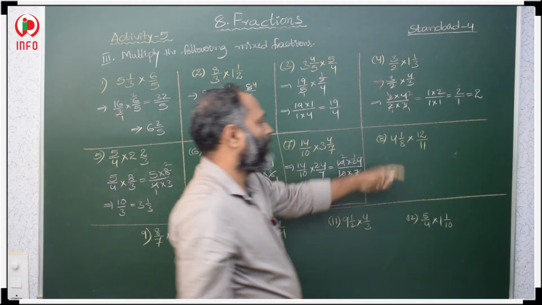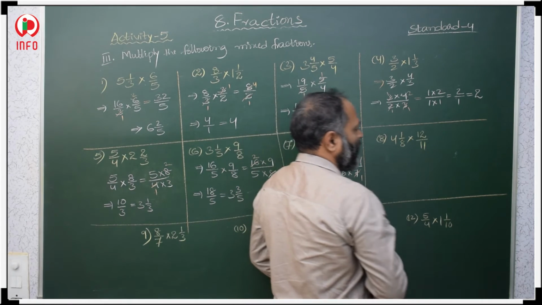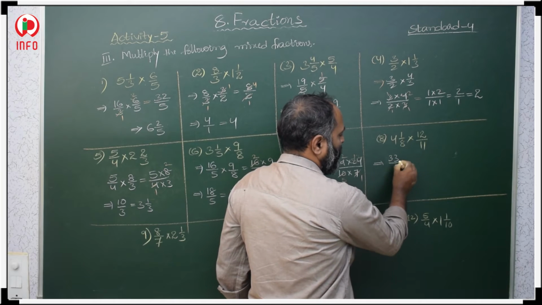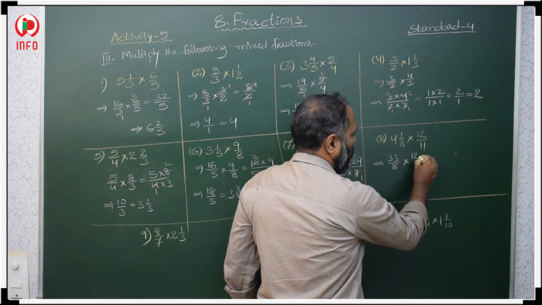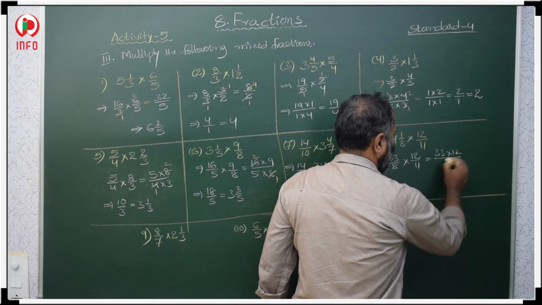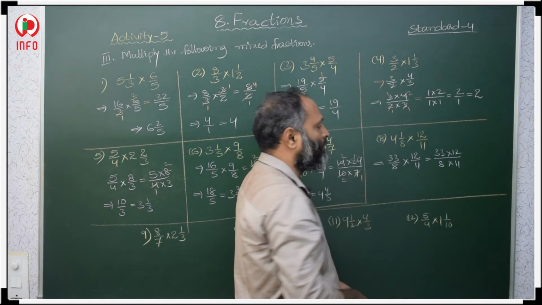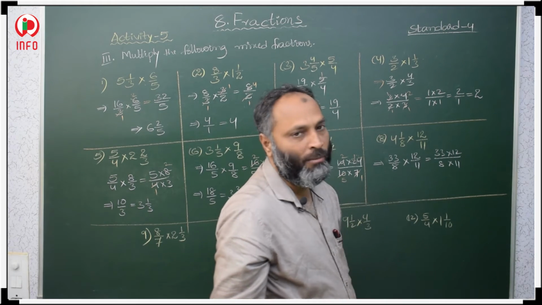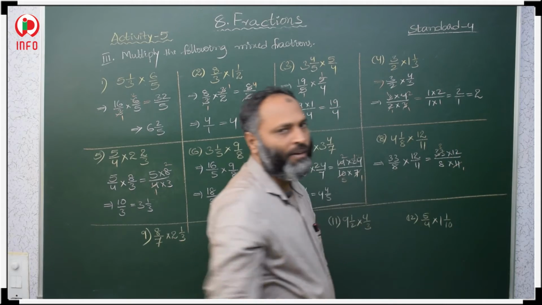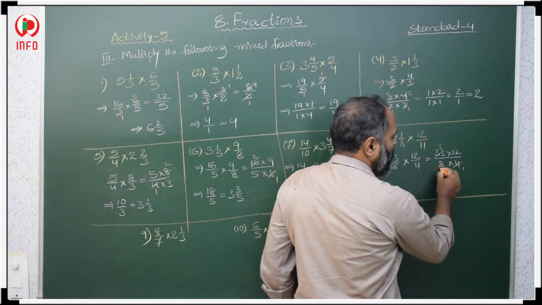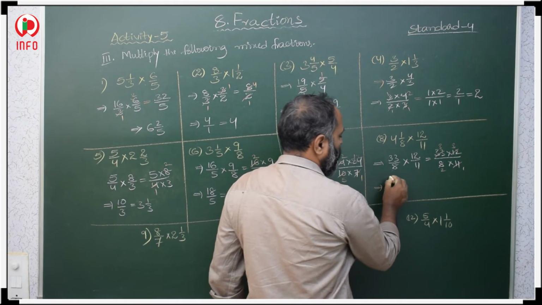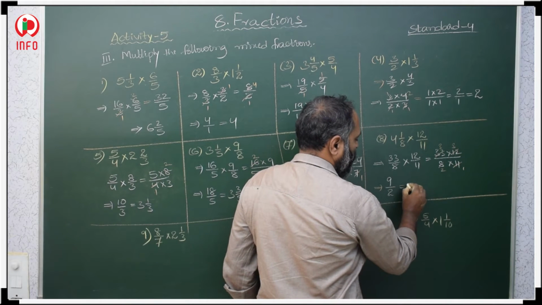Now we have to convert this mixed fraction into improper. 4 8s are 32 plus 1 is 33. 33 by 8 into 12 by 11. That is 33 into 12 by 8 into 11. These two, 33 and 11, have common factor 11. 11 ones are 11, 11 threes are 33. These 8 and 12 have common factor 4. 4 twos are 8, 4 threes are 12. Then what is there in the numerator? 3 threes are 9 by 2 ones are 2. This in mixed fraction is 4 1 by 2.